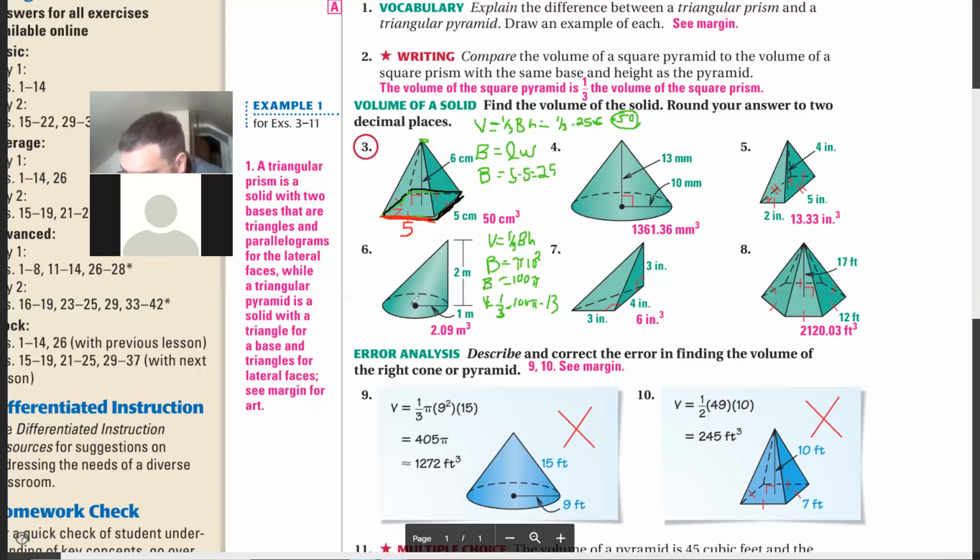And remember, you could carry the pi over as a variable the whole time and put it in at the end. Sometimes I like doing that, especially if you're going to use it twice, like here, I end up using it twice. So 1/3 times 100 times 3.14 times 13. So I got 1,360.6 repeating, and that's within one unit. So I'll take that. If you type it in your calculator, you should get 1360.6 repeating.